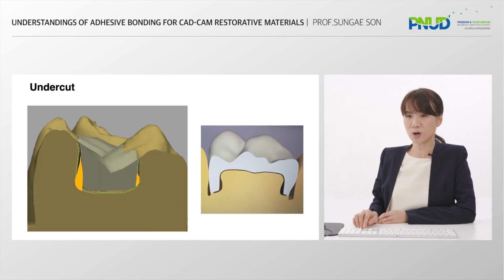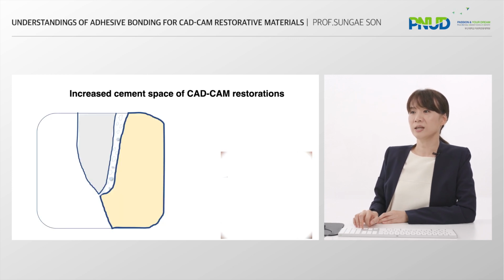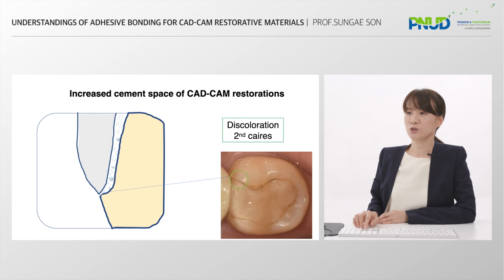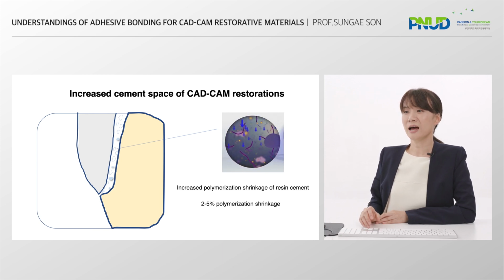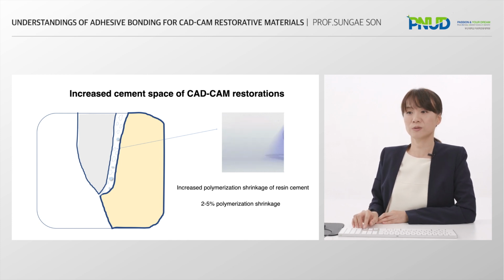Cavity formation with undercut can also cause increased cement space problems. As you can see, the increased cement margin eventually causes discoloration and secondary caries. Resin cement shrinks during polymerization, and the increased cement space adversely affects the long-term prognosis of the restoration.